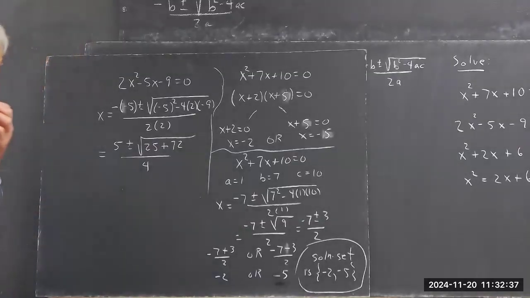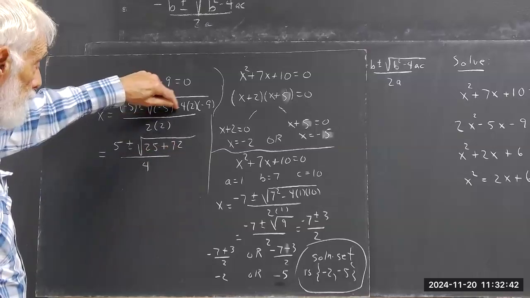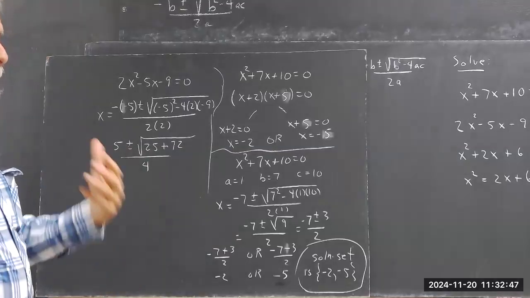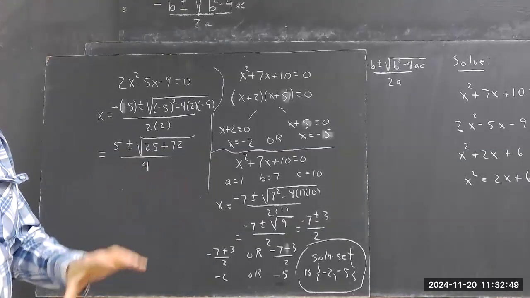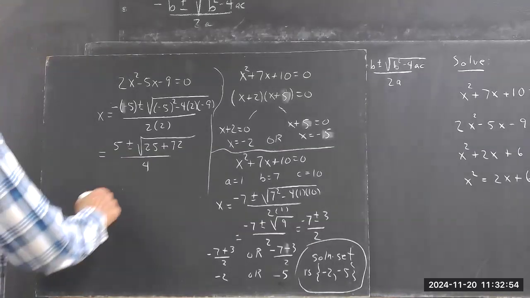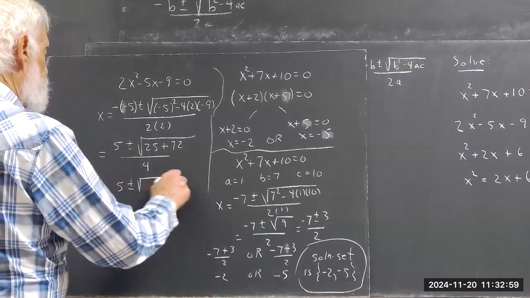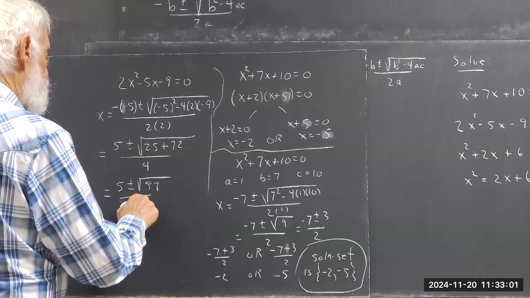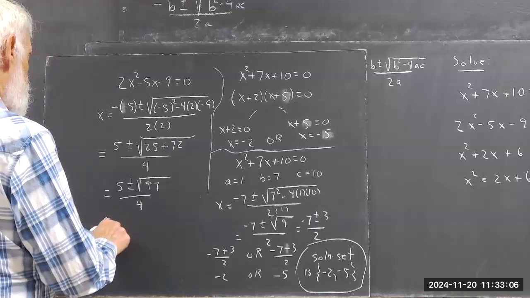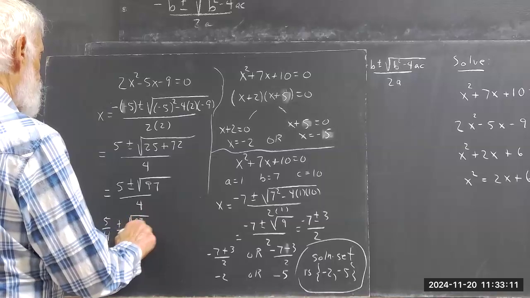The denominator is going to be 4. Again, this is plus 72 because you've got the negative of a negative. Be careful about that. That's a common pitfall. Anytime you've got a lot of negative signs, you've got to be real careful to keep it straight. Anyhow, the rest of this is very simple. You get 5 plus or minus the square root of 97 over 4. Now that could be written 5/4 plus or minus the square root of 97 over 4.